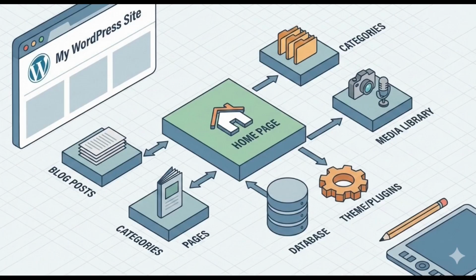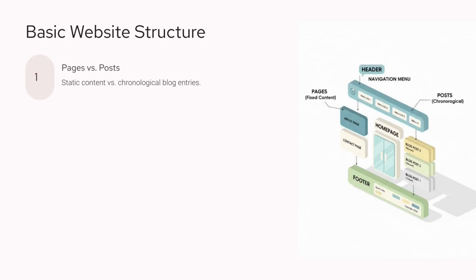Before we start building, it's important to understand the basic structure of the website. Once this part is clear, everything else in WordPress will make a lot more sense. First, let's talk about pages and posts. Pages are usually used for content that doesn't change often, like about, services, or contact pages. Posts are different. They're more for updates or blog content and they appear in chronological order.